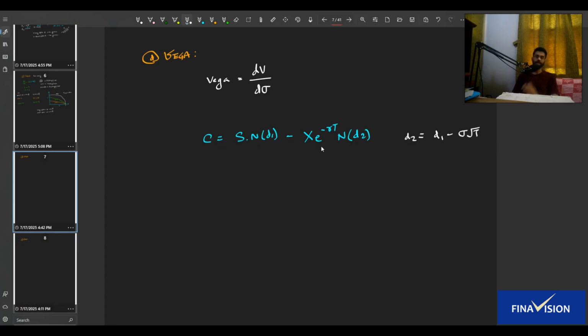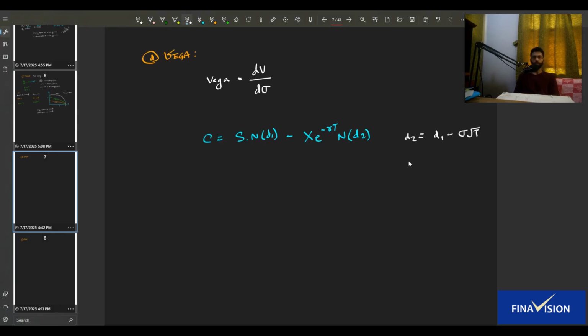They cannot be exercised before expiry. Obviously, they can be marketed or sold in the secondary market or in the official exchange markets before expiry, but the exercise cannot happen before expiry, right? So we are talking about European options here.